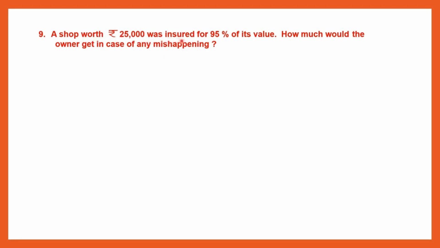So it's called insured. And what is the insurance value? 95%. So now the question is how much would the owner get in case of any mishappening? So suppose something happens to the shop of 25,000 rupees. Suppose something happens, how much will the insurance company pay this owner? Because 95% has been insured. So we need to find out how much this 95% is.